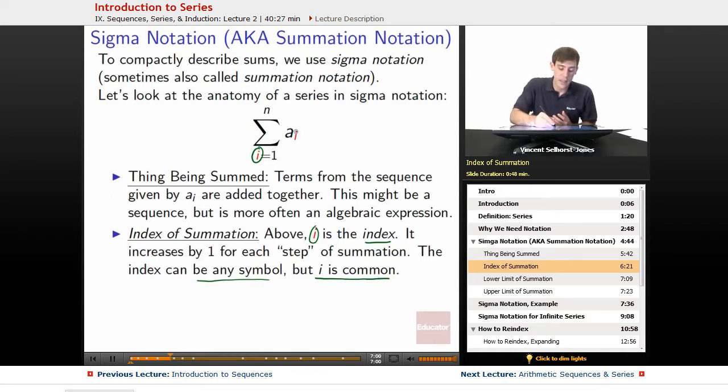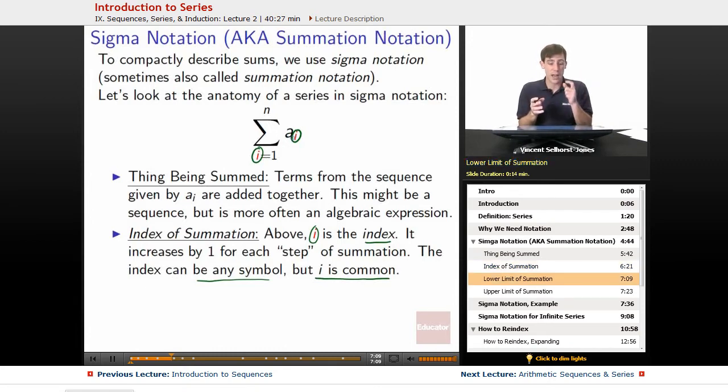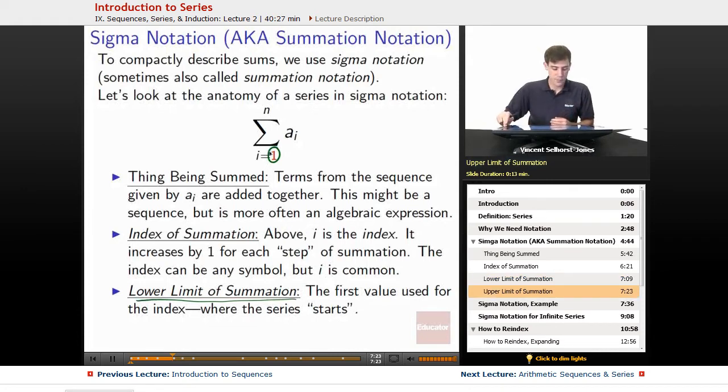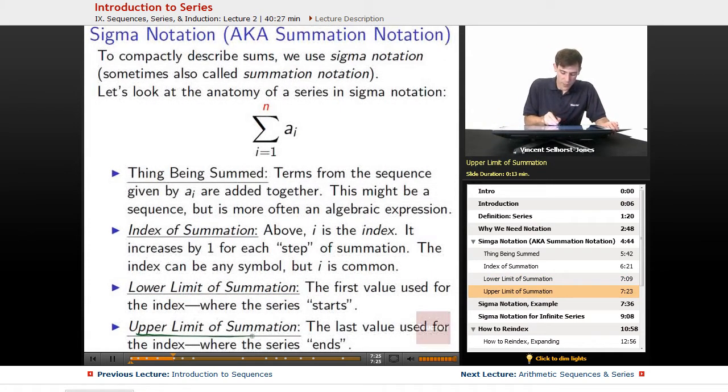So that's the thing that winds up changing, and notice how i will generally occur over here in the series as well. That's saying this is what will change with each step, this little guy right here. The lower limit of summation. This is the first value used for the index. This is where the series starts. So in this case, since i equals 1, our first value would be plugging in a 1 for the i. The upper limit of summation, this is the last value used for the index, where the series ends. So we would step up until we eventually got to some value n.